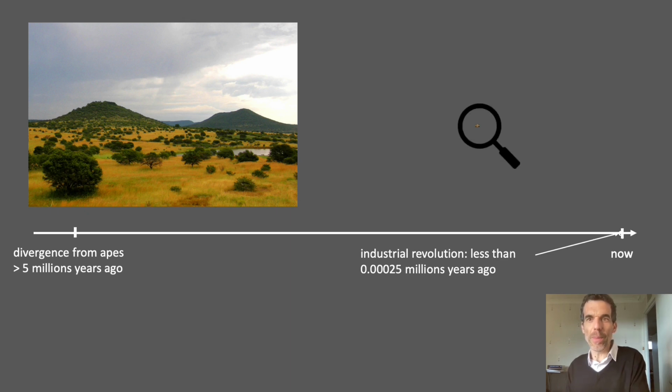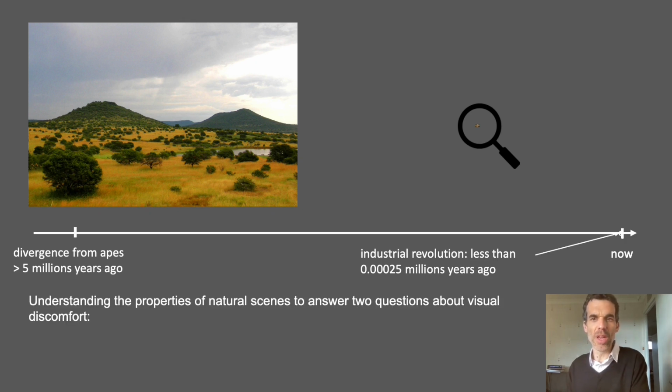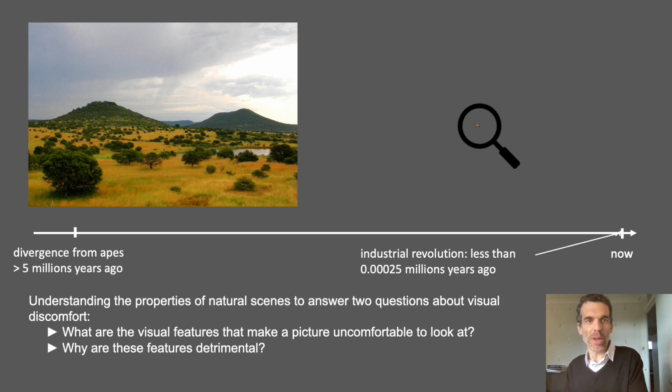What we will see in the next minutes is that understanding the differences between the visual properties of natural environment and this tiny part of our visual diet, tiny if we consider evolutionary times, does help us understand better visual discomfort. So in particular, we will answer two main questions. What are the visual features that make a picture uncomfortable to look at? And why are these features detrimental?